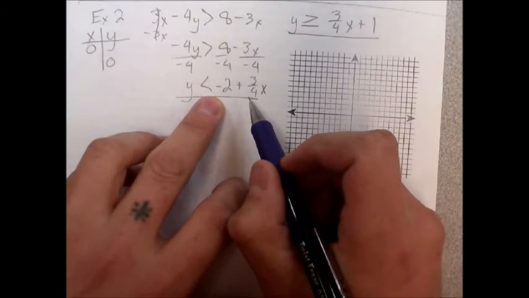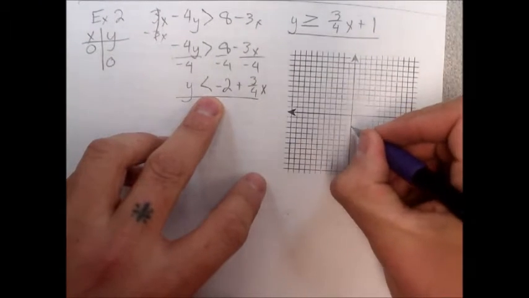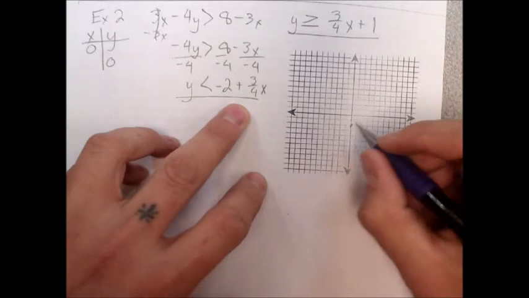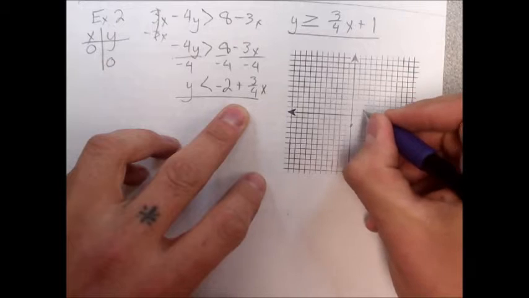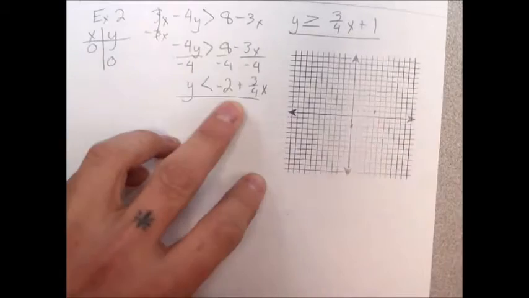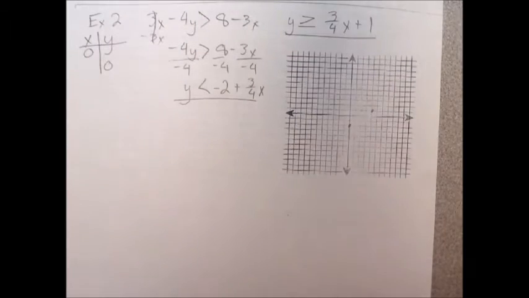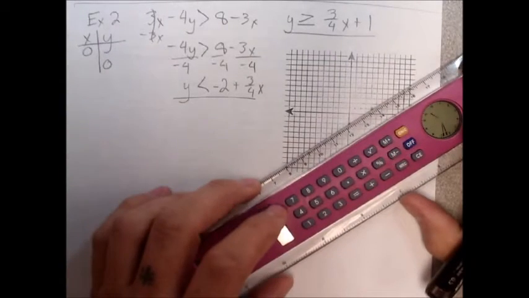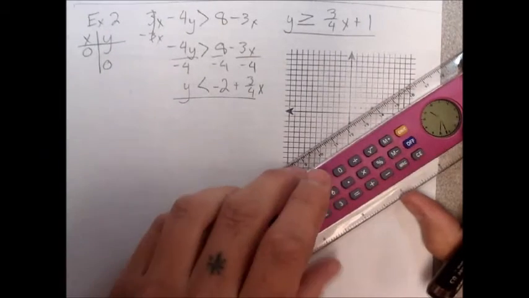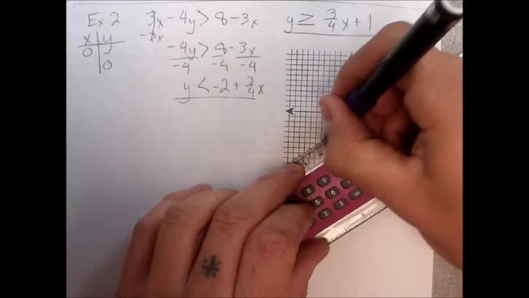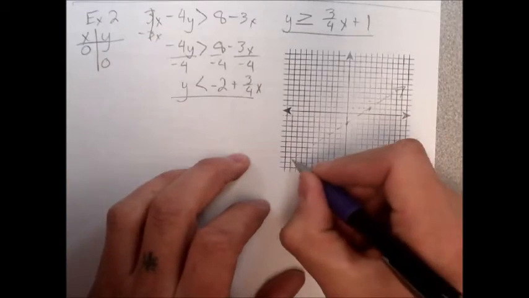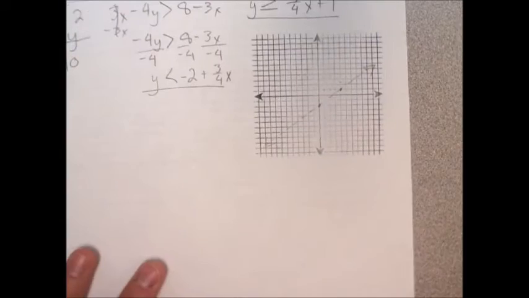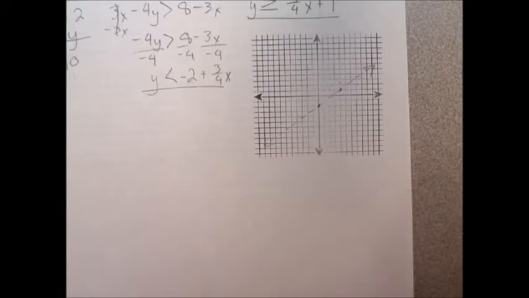There's a negative 2, so I'm going to go down 1, 2. There's my negative 2. I'm going to go up 3 over 4. It's positive, so 1, 2, 3, 1, 2, 3, 4. And then I'll graph that with a dotted line because it's not an or equal to, it's non-inclusive, so it's dotted. Okay, so that's the best dotted line I can do, I guess. And I put sets of arrows on it because it continues forever.